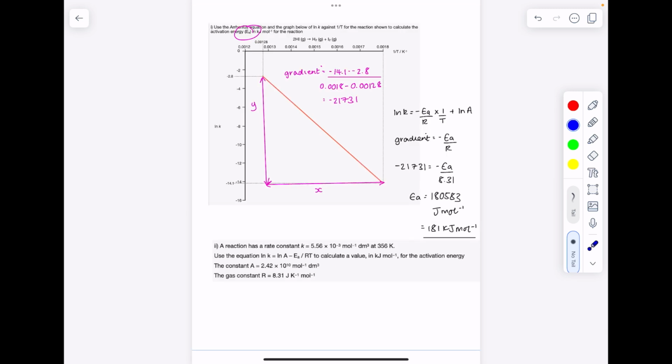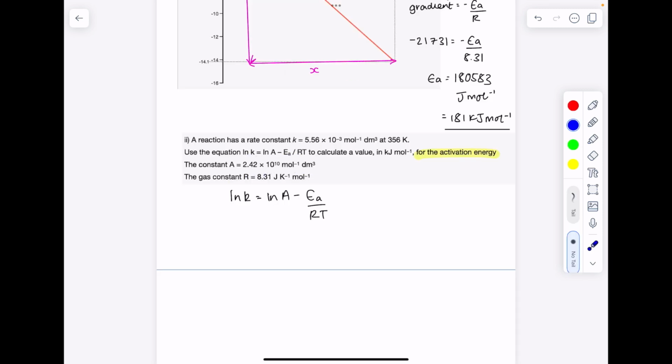Right, the second part of the question: a reaction has a rate constant of this value at this temperature. Use the equation to calculate a value for the activation energy. That pre-exponential factor A equals this and the gas constant is this. So I've written out this equation. I've just popped RT down there so I can see it more clearly. Let's rearrange to make activation energy the subject of the formula, so we need to multiply everything by RT.